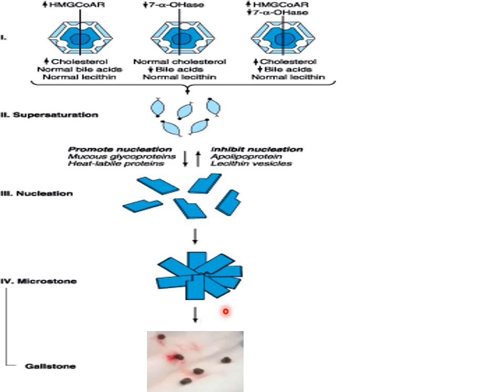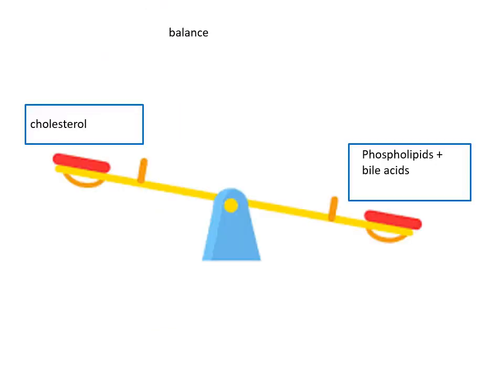Microstones are very tiny stones. Sometimes they are not even visible to the eye. So ultimately, it's a balance between cholesterol, phospholipids, and bile acids.